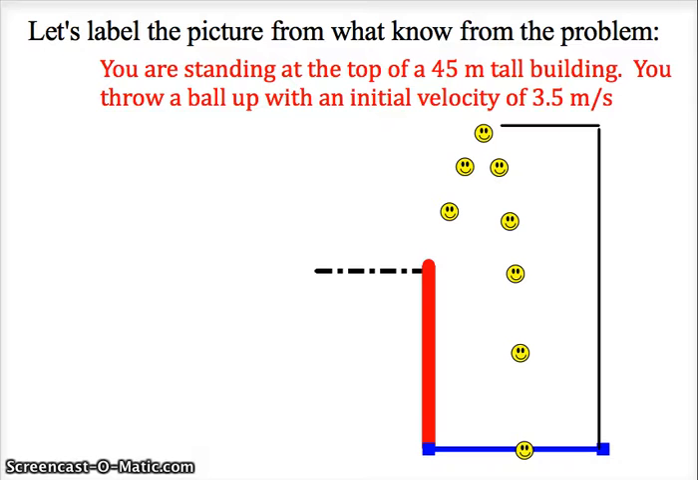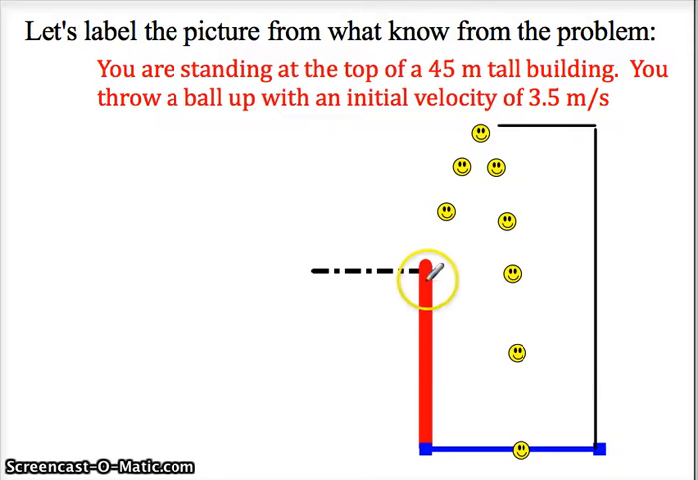First, let's label the picture from what we know from the problem. If you are standing at the top of a 45-meter tall building and you throw a ball up with an initial velocity of 3.5 meters per second, that means that this height here is 45 meters, not the total height. It also means that my velocity up from here is 3.5 meters per second.